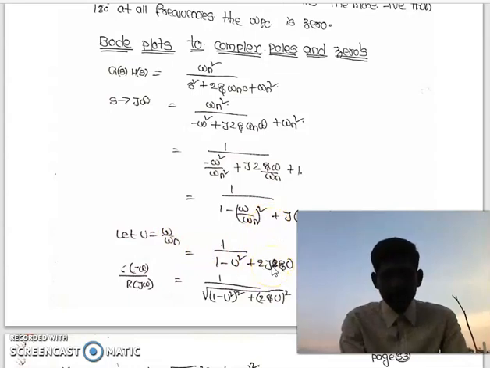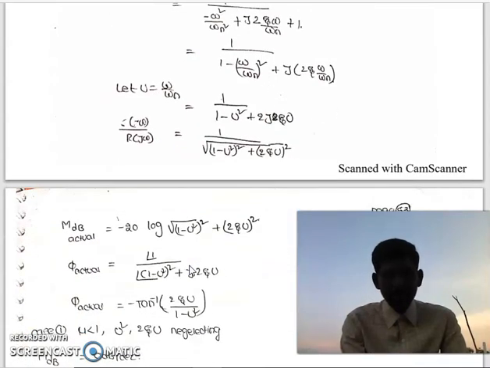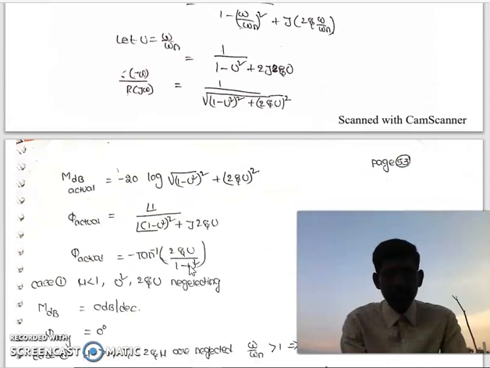C of j omega by R of j omega equal to 1 divided by under root of (1 minus u square) whole square plus (2 zeta u) whole square. Actual magnitude in dB equal to minus 20 log of under root of (1 minus u square) whole square plus (2 zeta u) whole square. Actual phase angle equal to angle 1 divided by angle 1 minus u square plus j 2 zeta u. Actual phase angle equal to minus tan inverse of 2 zeta u divided by 1 minus u square.